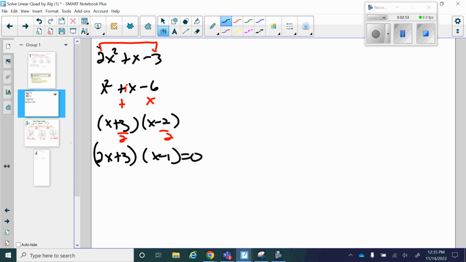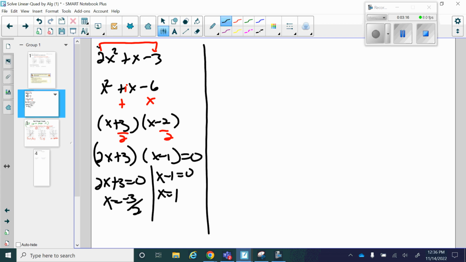Set the factors to 0, and that gives me 2x plus 3 is equal to 0. And then minus 3 on both sides, and divide by 2. That gives me x is equal to -3 over 2. And for the other one, x minus 1 equals 0, and x is equal to 1. So that's the solution to that equation.